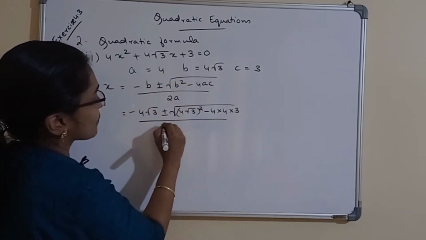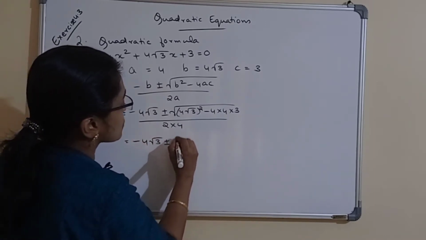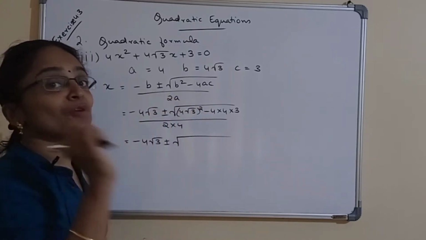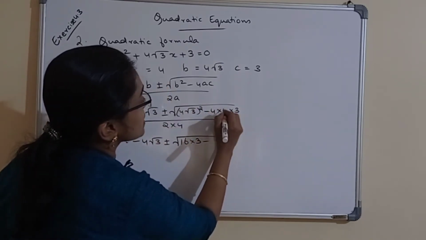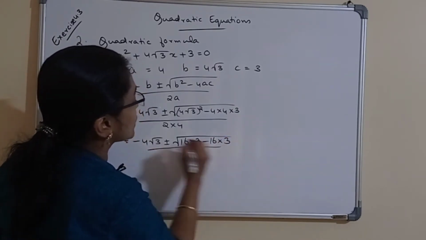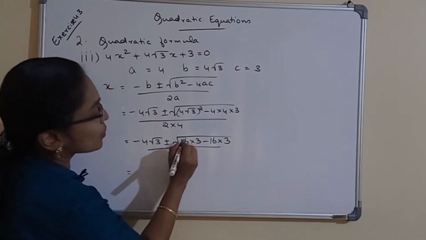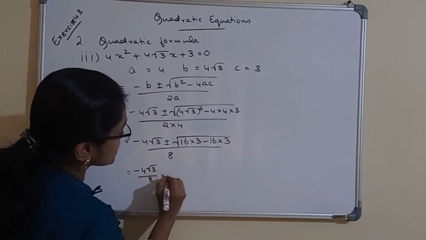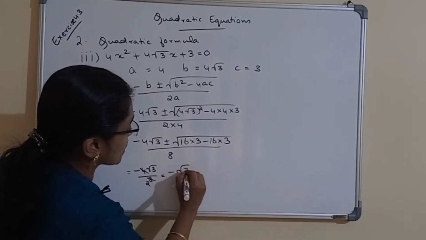2 into 4. And that is equal to minus 4 root 3 plus or minus root of 4 root 3 the whole square, which is 4 square into root 3 square. 4 square is 16 and root 3 square is 3. Then minus, this is 4 into 4 is 16 into 3, by 2 into 4 is 8. So, this is equal to 0. Root of 0 is 0. So minus 4 root 3 by 8, which is equal to, this will go 2 times, minus root 3 by 2.